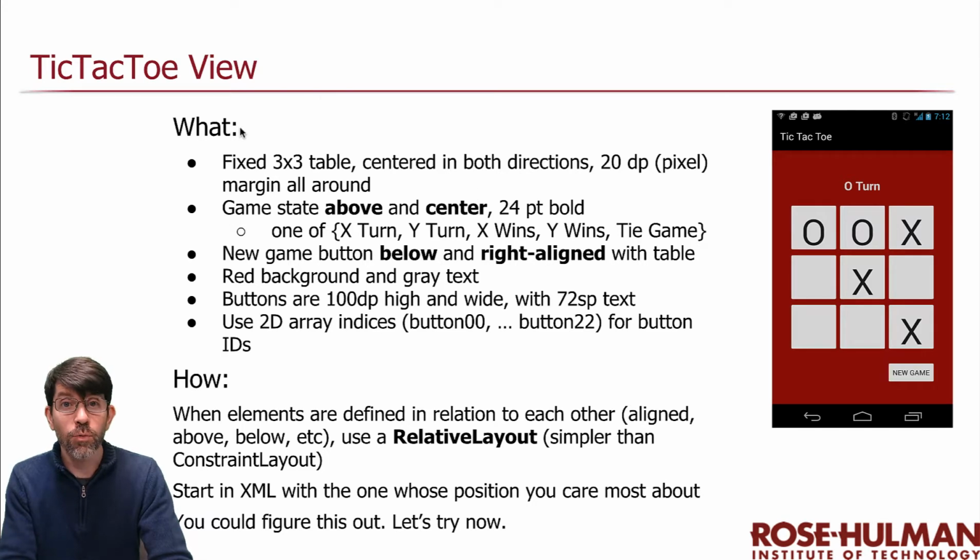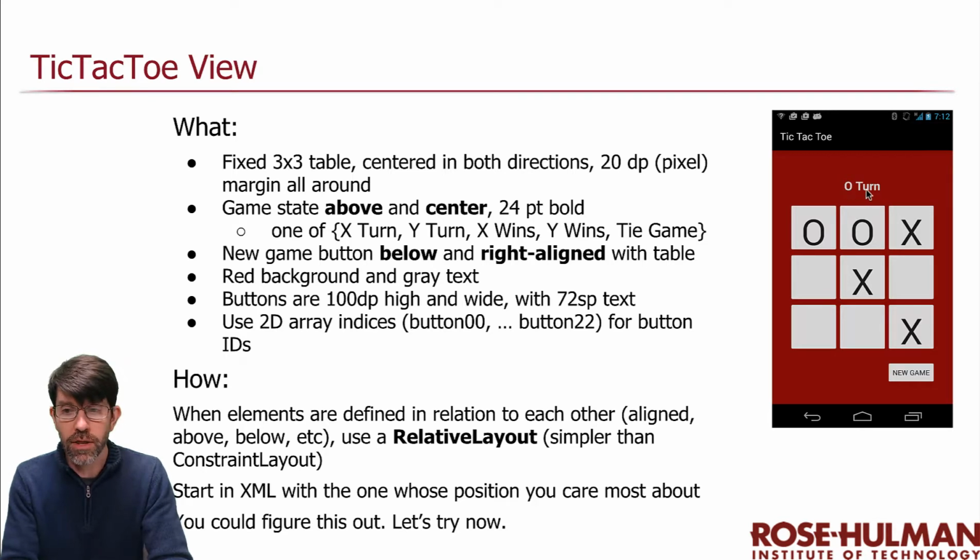Welcome back. We're going to build the view for our tic-tac-toe game now. All right, so what do we want to do? You remember from the demo that we have a screen with a red background. We have a 3x3 table here centered in both directions, with a 20 dp margin all around the edge. We have the game state that we want to show.